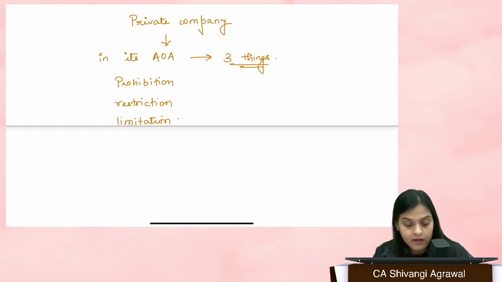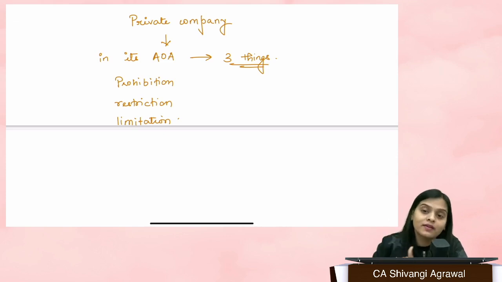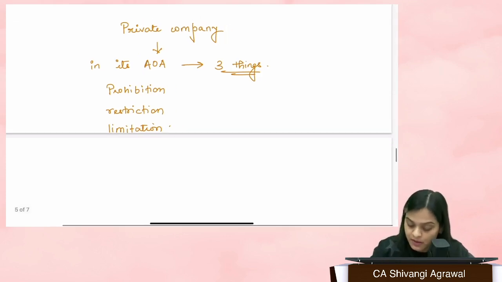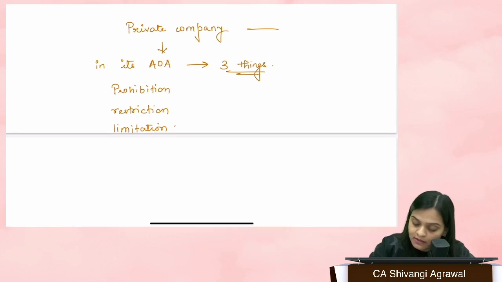Fine. Secondly, I have to limit the number of members to 200. So maximum numbers. Private company, minimum number of members is equal to 2.